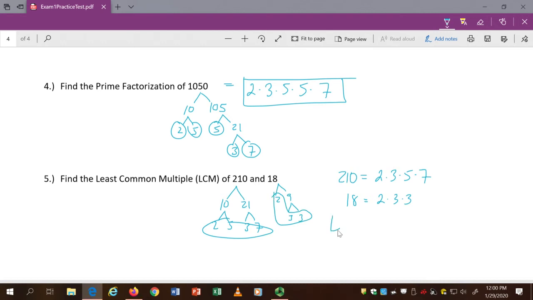And now, to build the least common multiple, first you look at what they share in common, right? So they both have a 2, so that's got to be in the least common multiple. They both have a 3, that's got to be in the least common multiple. They don't share anything else in common, so you just have to throw everything else in to make it divisible by those two numbers. So it needs another 3 to be divisible by 18. It needs a 5 and a 7 to be divisible by 210. And then you can just multiply that out to get the least common multiple, and that's going to come out to be 630. Okay.